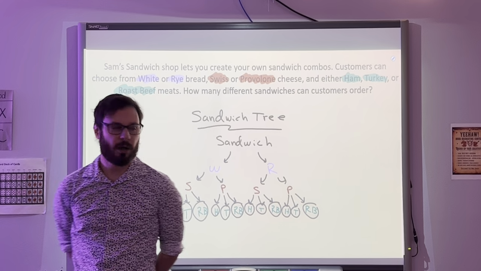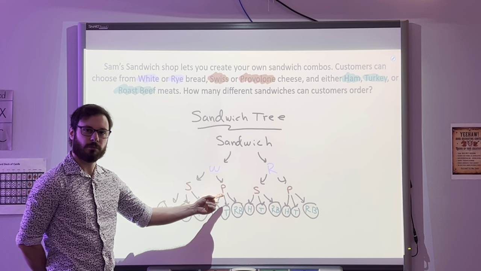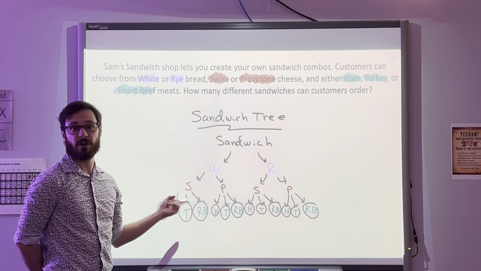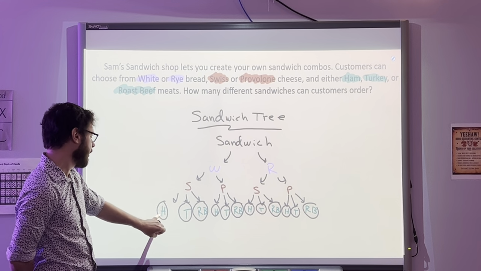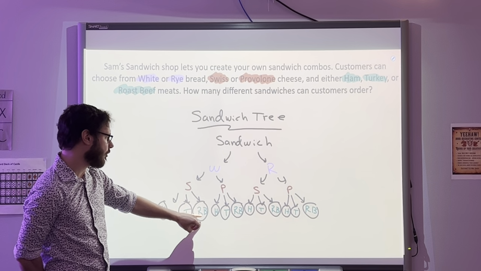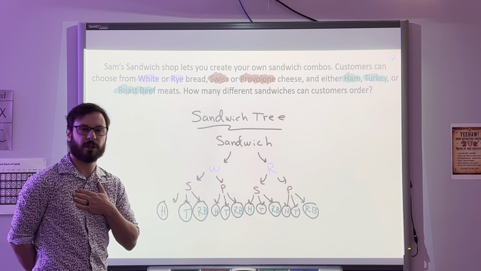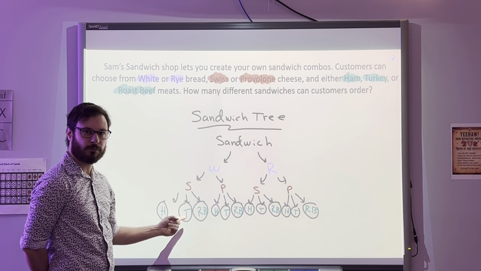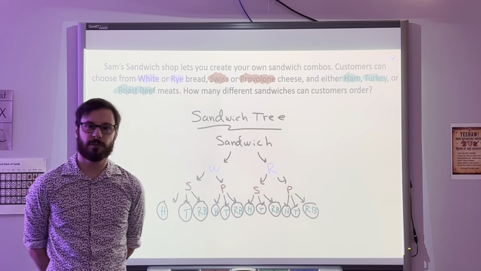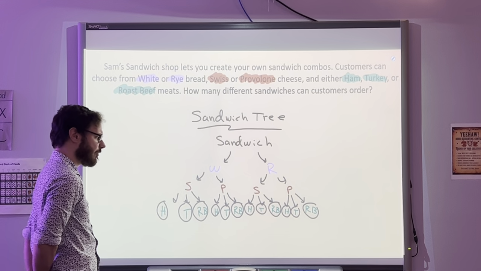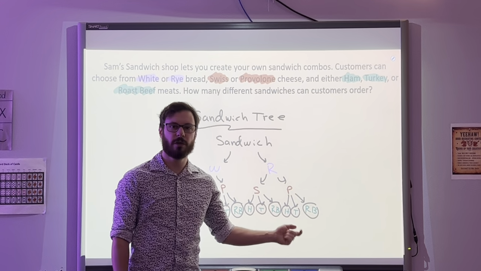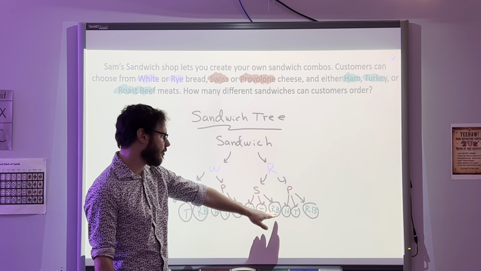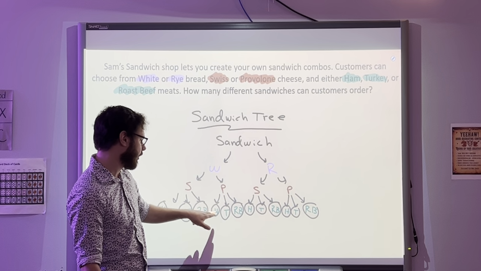Let's say I picked white bread. Now, what kind of cheese do I want? Do I want Swiss or provolone? Let's say I decided I want Swiss. I want white and then Swiss. My last choice, what kind of meat do I want? Ham, turkey, or roast beef? So here are my options: ham, turkey, or roast beef. I can build a sandwich by saying I want white bread with Swiss and turkey. And that's one outcome. That is one sandwich I can make. All of these different endpoints that I've circled represent different sandwich combos, whether it's rye bread, Swiss, and roast beef, or white, provolone, and ham.